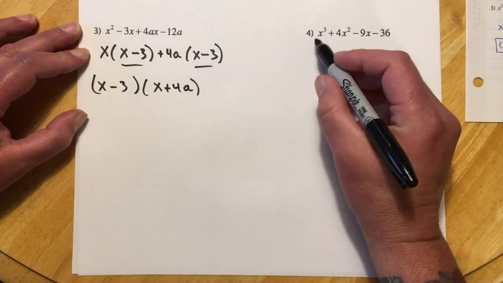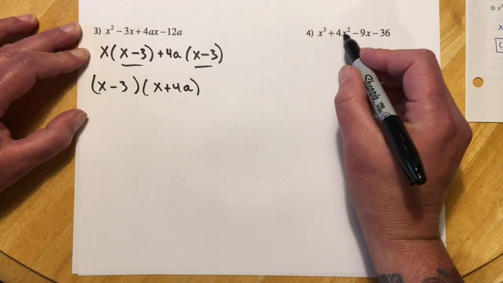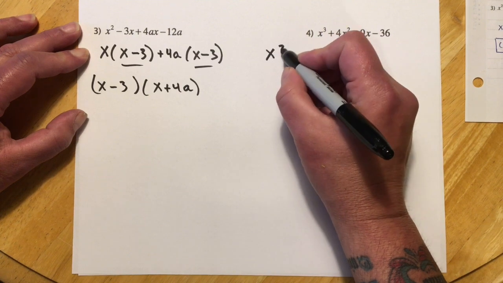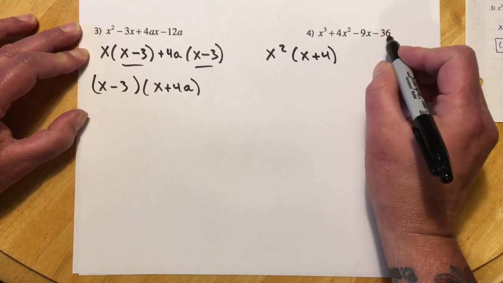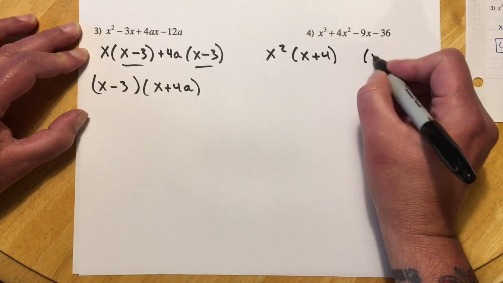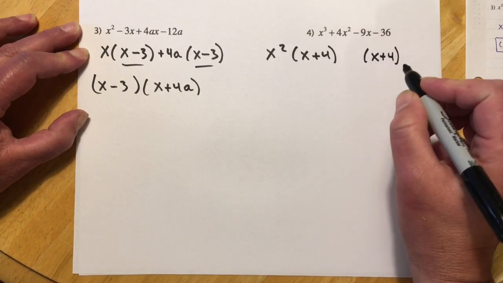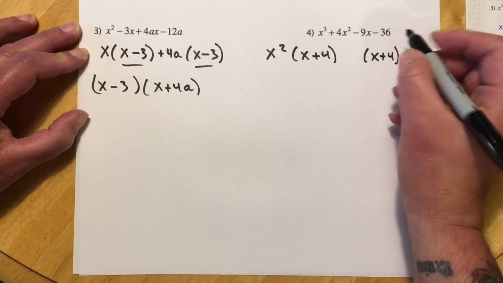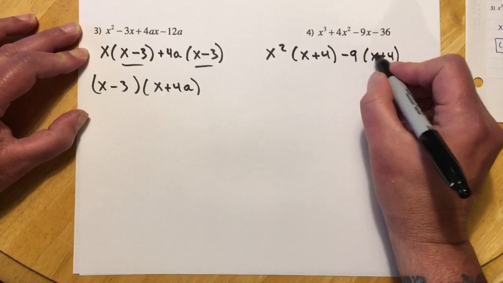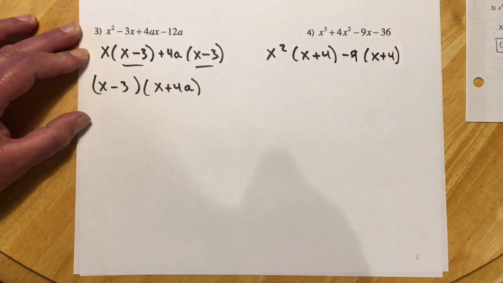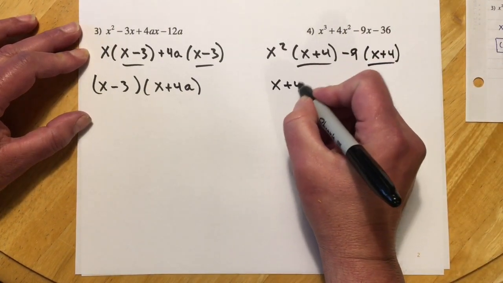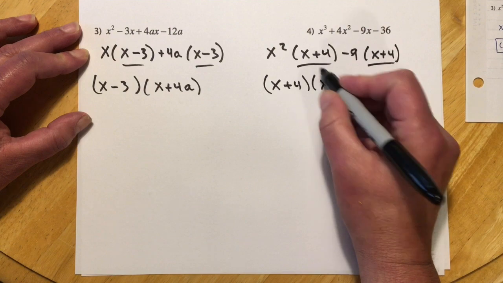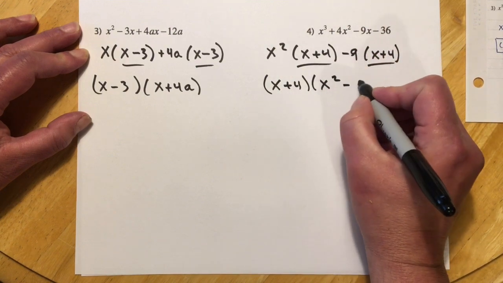Number 4 is a little interesting. So this one I can pull an x squared out of. And then that's going to leave, sorry, I need another one. And then to make that work, I need to take out a negative 9. And again, if you kind of distribute back, there's that negative 36. So we have, there's our GCF, and then x squared minus 9 is what's left behind.